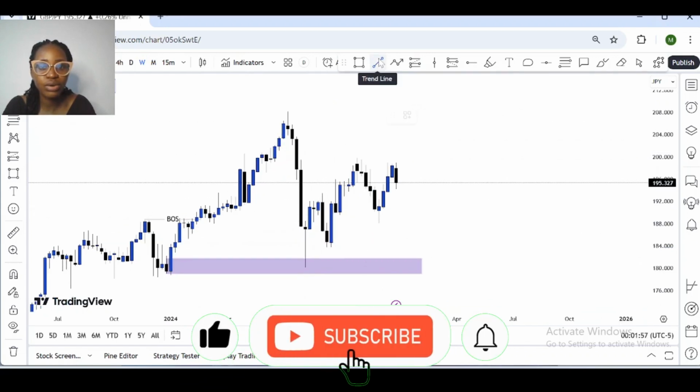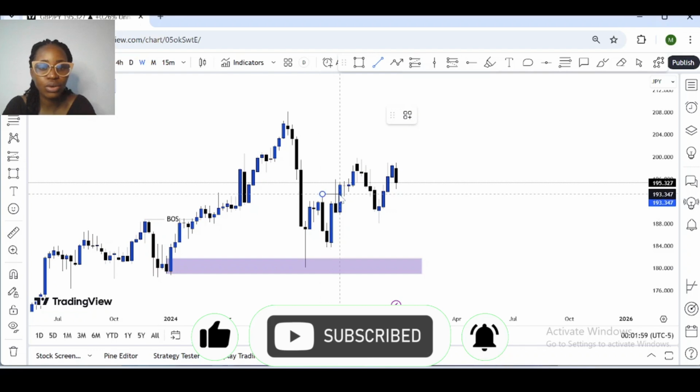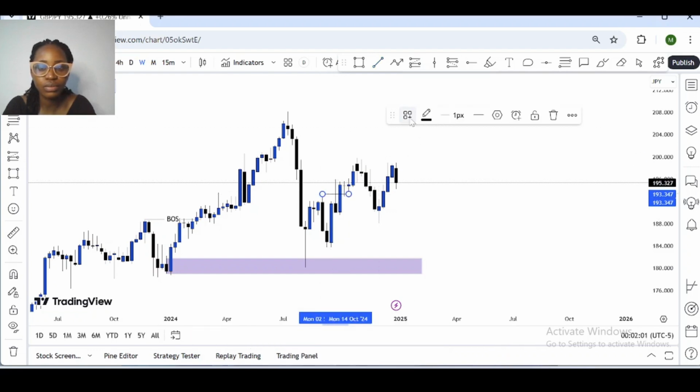Okay, so here we now have a minor break of structure. Someone asks the difference between a minor break of structure and a major break of structure. You can see here we have a break of structure. After this one, we've not gotten a new break of structure, right? So when price comes all the way up and takes out this high here, that's when we'll have a major break of structure. But this one that is happening internally is what we call a minor break of structure.